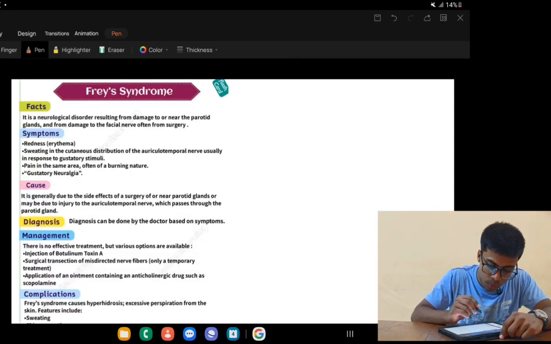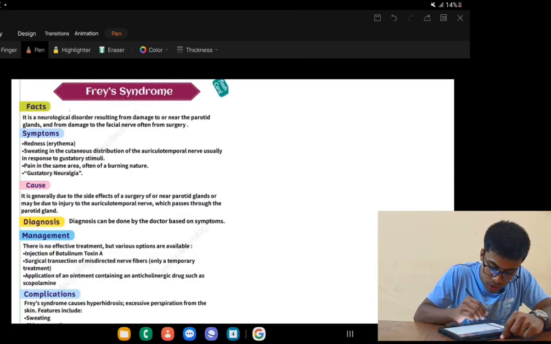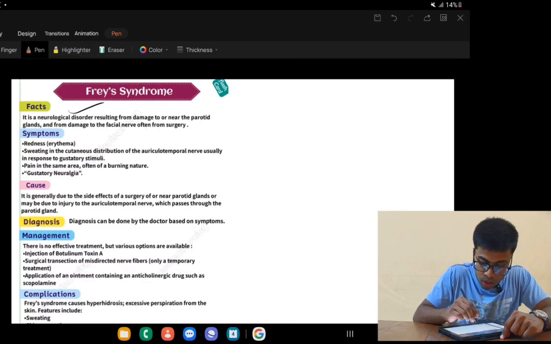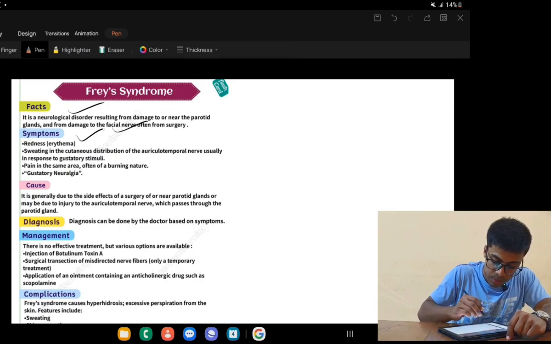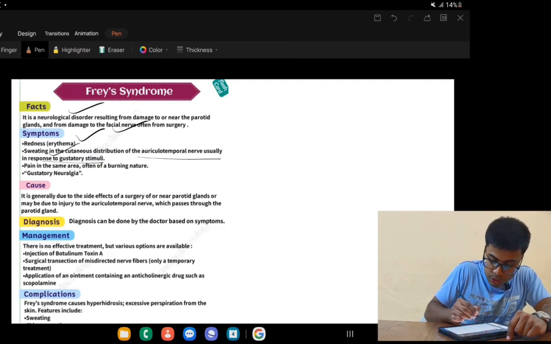So what's Frey syndrome? Frey syndrome is a neurological disorder resulting from damage to the parotid gland and from damage to the facial nerve, often from surgery. Symptoms: redness, erythema, sweating, cutaneous, in the auriculotemporal nerve distribution, usually in response to gustatory stimuli.